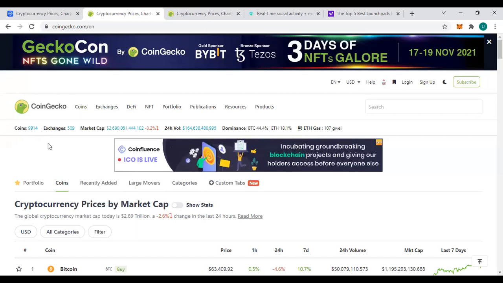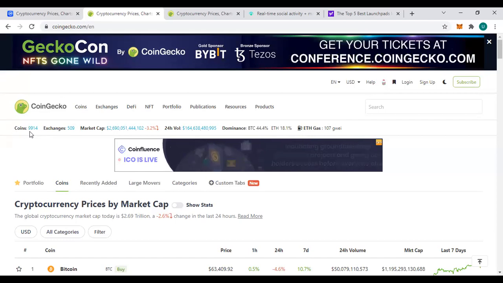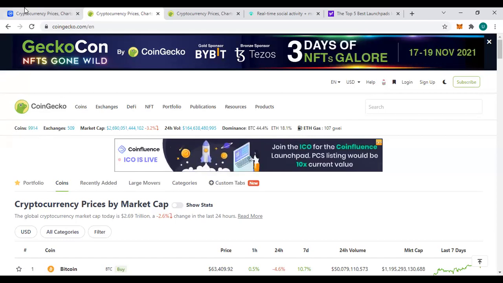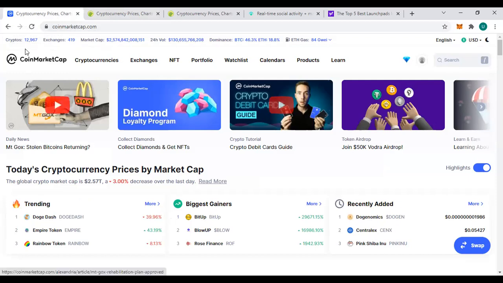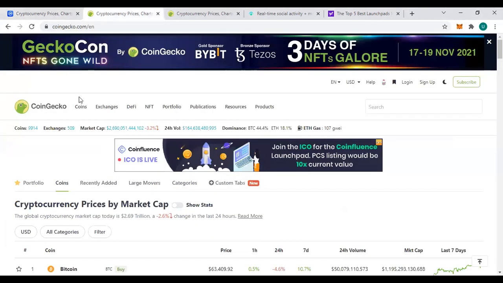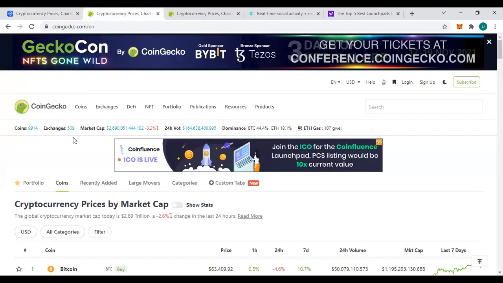So they are saying that the total number of altcoins in existence alongside BTC is 9,914, while CoinMarketCap has 12,967. Also, the number of exchanges in existence in the whole world that is listed under CoinMarketCap is just 419. And on CoinGecko, we have 509 exchanges in existence.